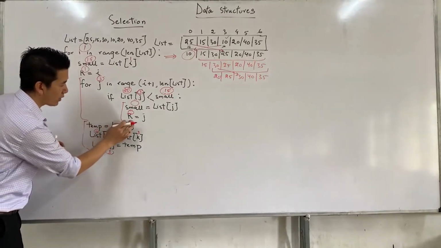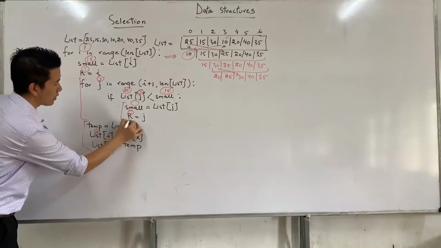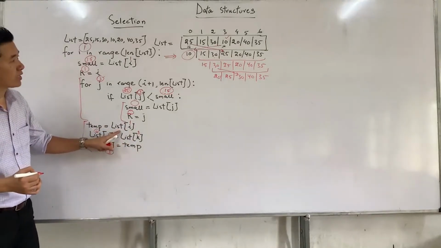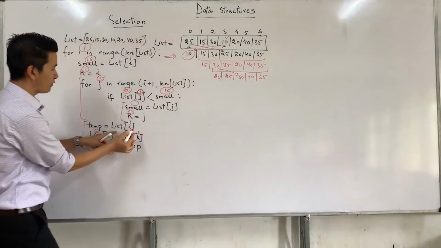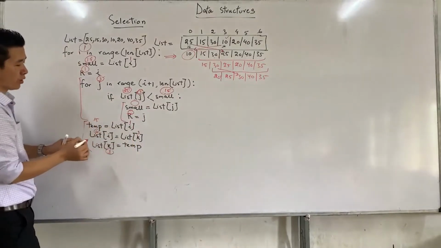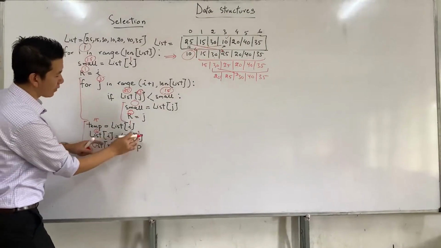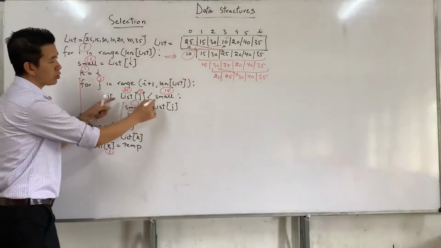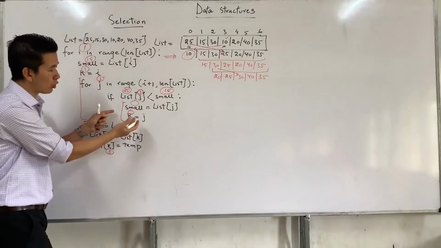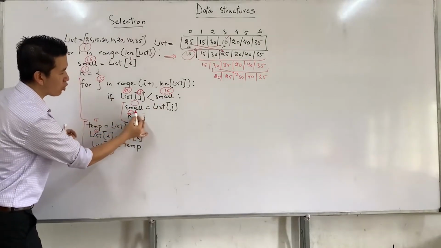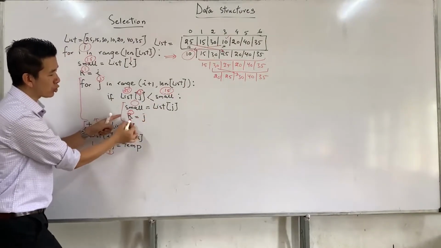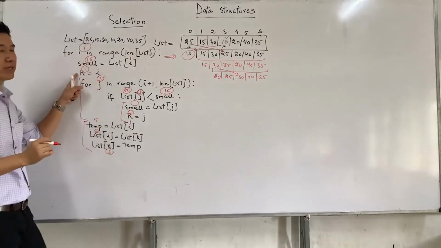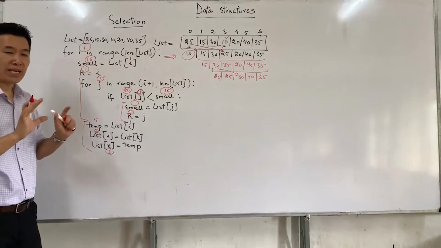If you just give it a try, the value of I is 1. Remember, the value of I is 1. List of 1 is 15. 15 will be assigned to 10. The value of k is again 1. Remember, this condition has never been true, so there won't be any changes to the value of small or to the value of k. The original value of small as 15 and the original value of k as 1 will still be intact.